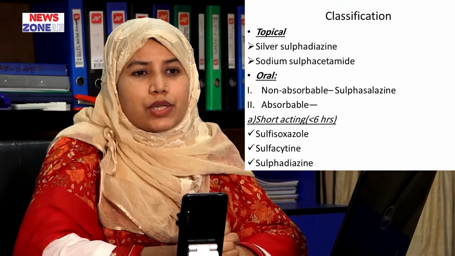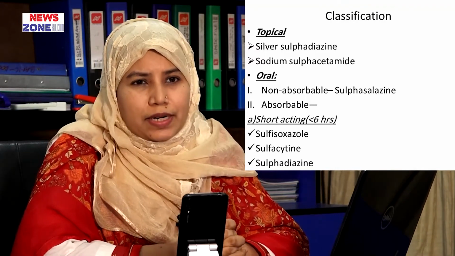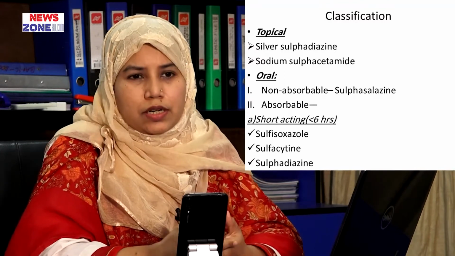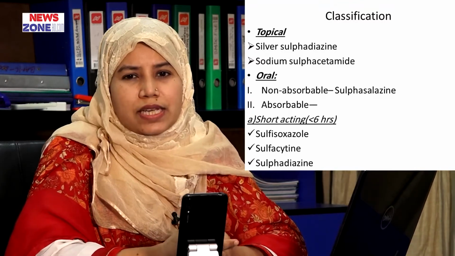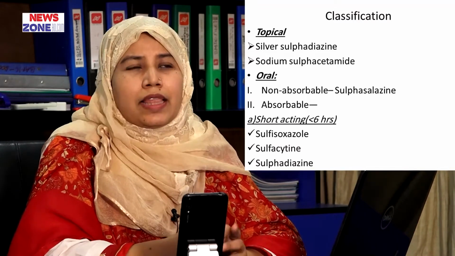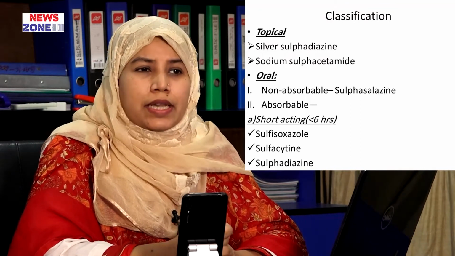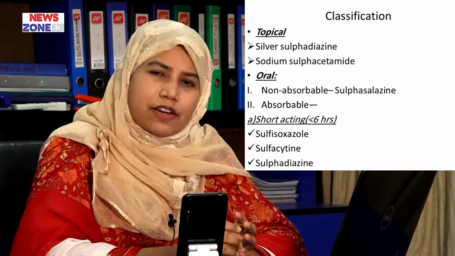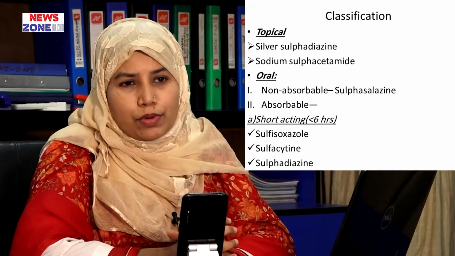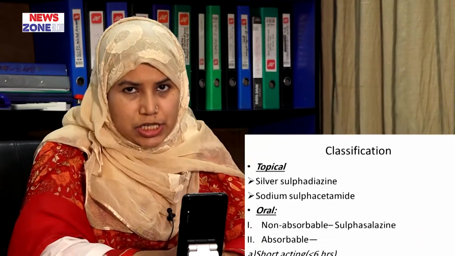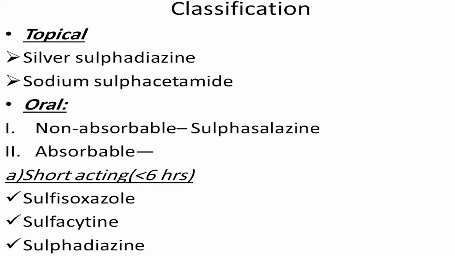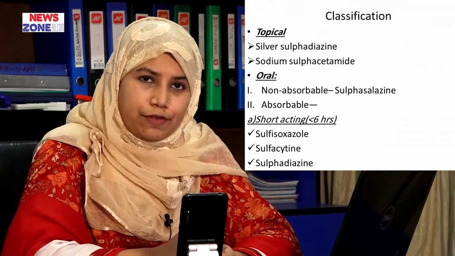Silver sulfadiazine is used in case of burns, different types of burns, like burns from hot water or from flame of fire. It is nowadays a very regular cream. We can purchase it from the shop, like Burnol, Silk Cream, eBurn. These are very popular and a very common antimicrobial ointment nowadays. And another one is sodium sulfacetamide, which is used in case of bacterial conjunctivitis. It is an ointment.